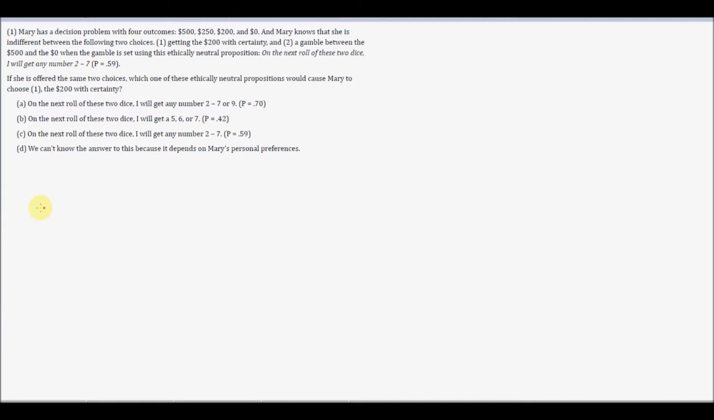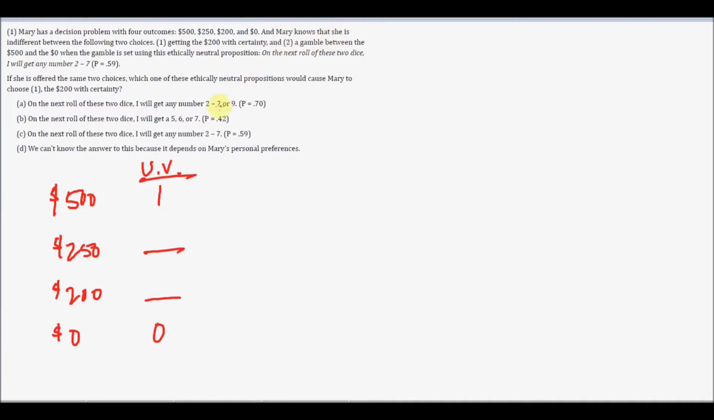So if we're going to order the outcomes in this problem from most preferred to least preferred, we know that it's going to be 500 first, 250 next, 200, and 0. And we know that the utility value for the top one, for the $500, is going to be 1. And the utility value for the least preferred outcome, the bottom one, is going to be 0. These two middle ones we don't know yet.